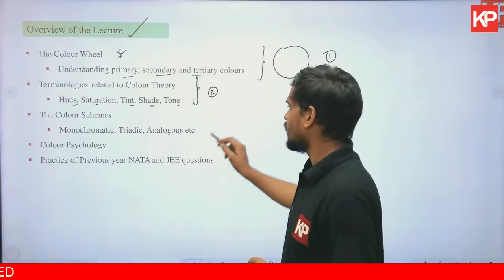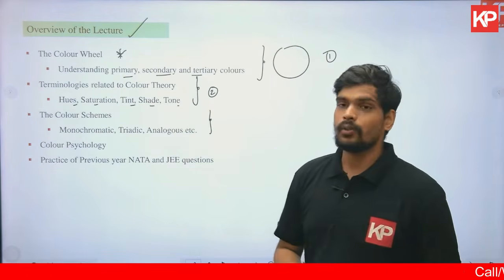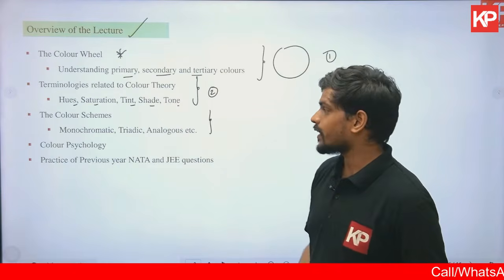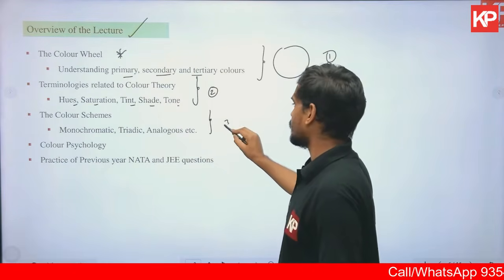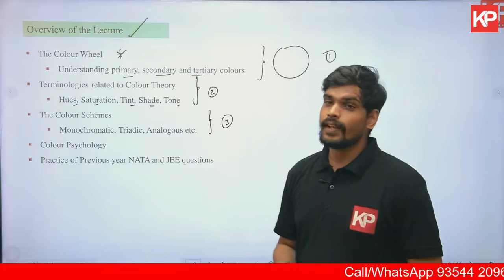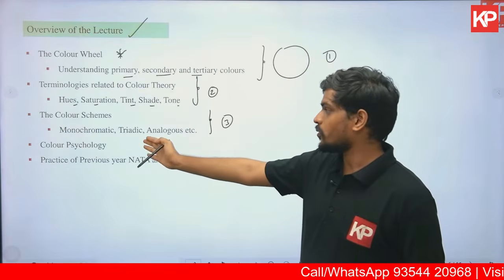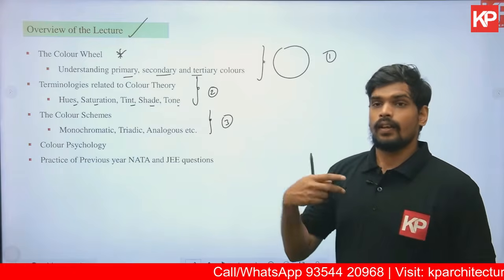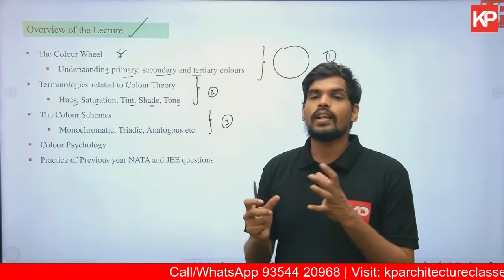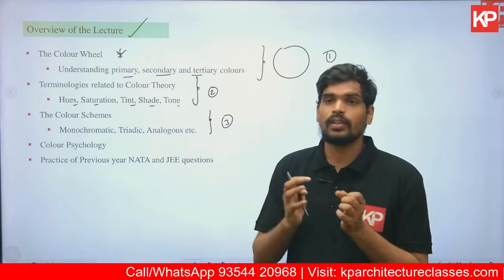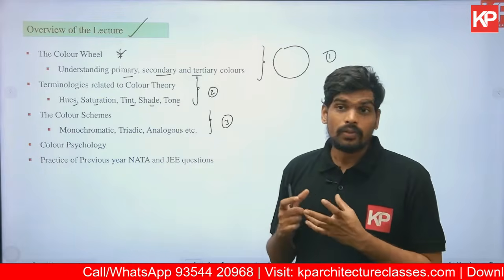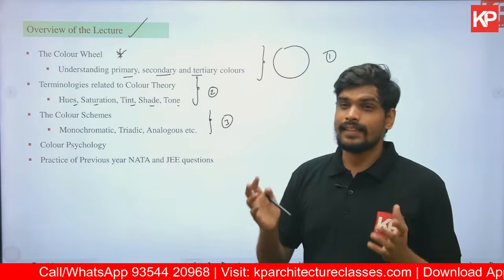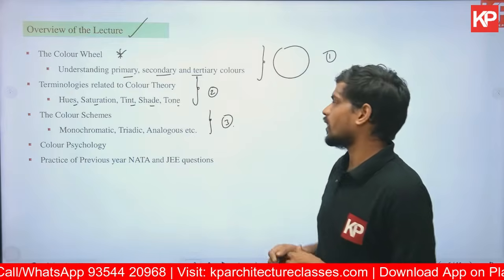That is the second point. The third aspect we will be looking into in today's lecture is understanding the color schemes. That is number 3. There are various types of color schemes. Some examples are shown here: monochromatic, triadic, analogous, etc. Color schemes are basically about color composition. If you are using 2 or 3 colors, which colors to select, how to select color combinations in designs. That is based on the color schemes.